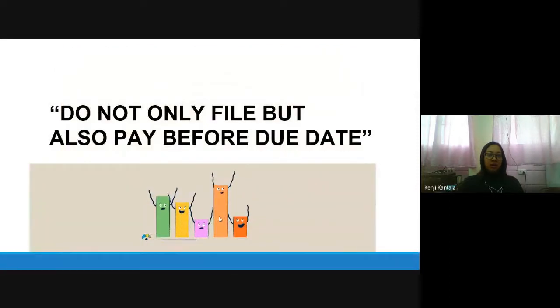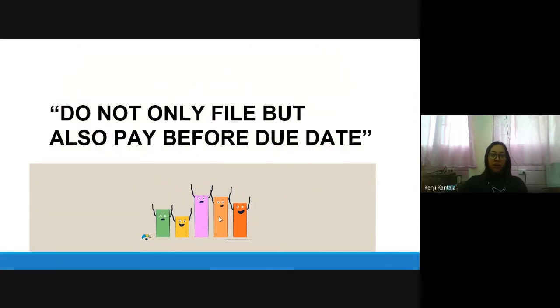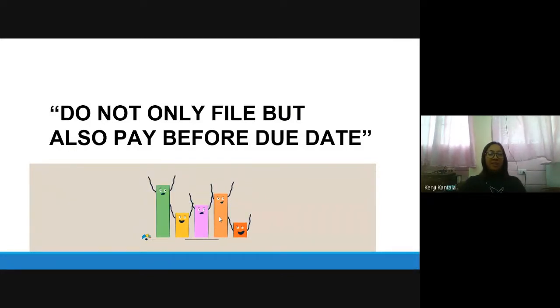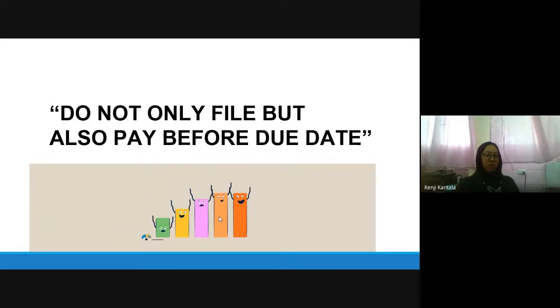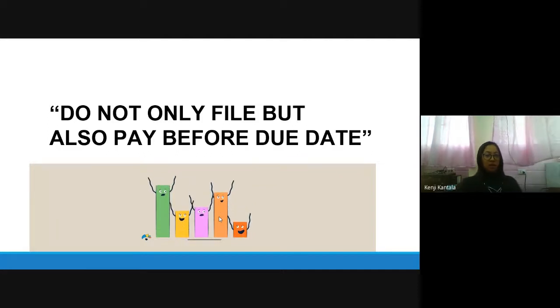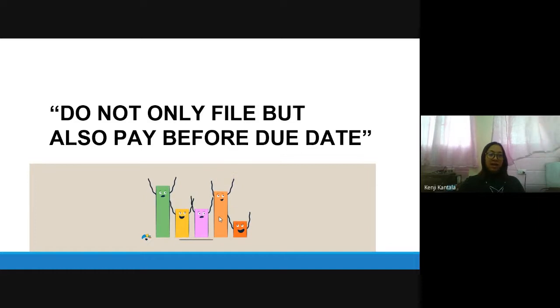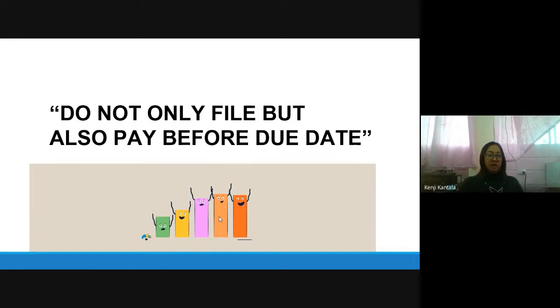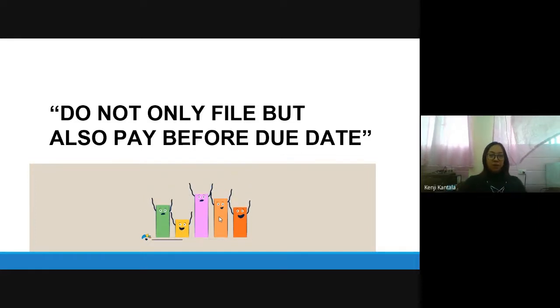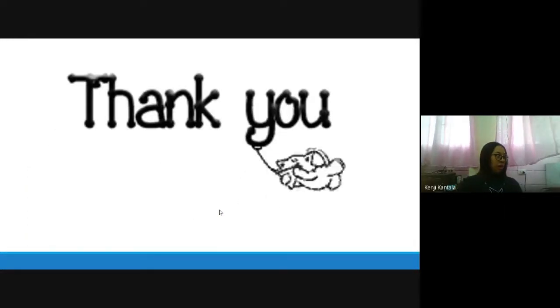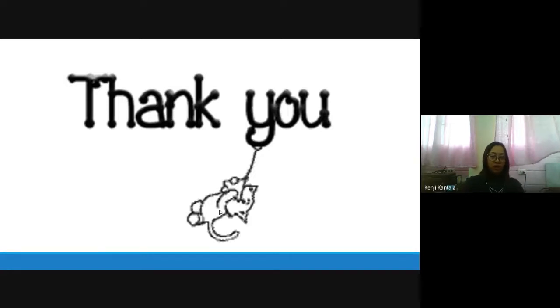So here is a reminder. Do not only file, but you should also pay before your due date para maiwasan natin ang penalties, surcharges, and interest. Because at times, mas mataas pa yung penalties natin, yung surcharges natin kaysa sa tax na kailangan nating bayaran. Sayang din yon, additional profit sana sa inyo yon. Okay? So that's it. Thank you. And I think I'll give it back to Sir Carl.